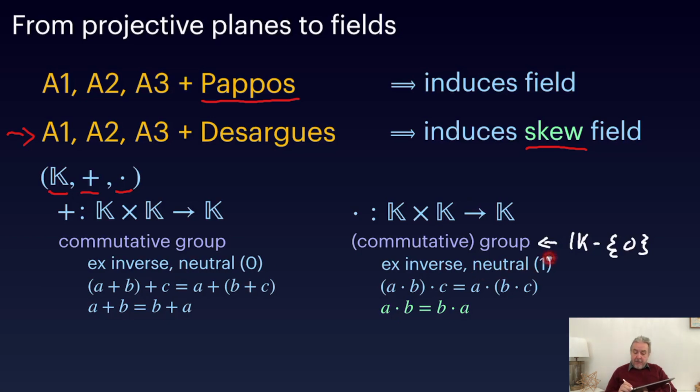In the case of multiplication, the neutral element will be called 1. You need the existence of inverses, and you need the laws of associativity and commutativity in both cases. And in case you don't have commutativity here, this is the reason why I put those two brackets here, then you will only have a skew field.